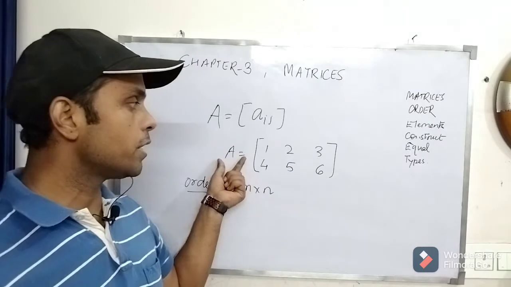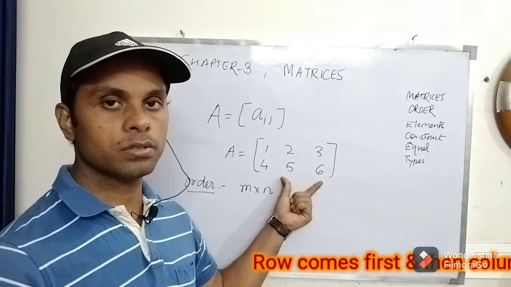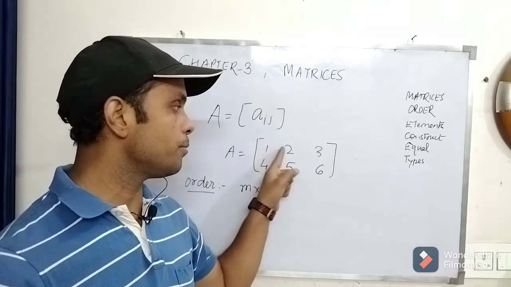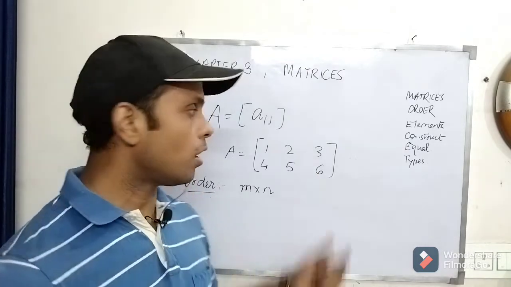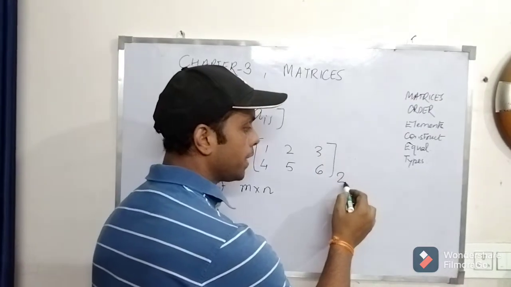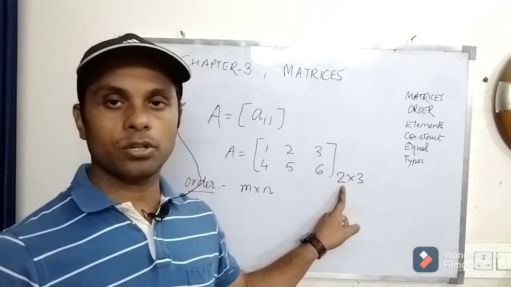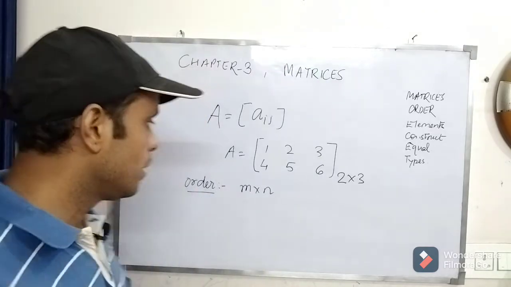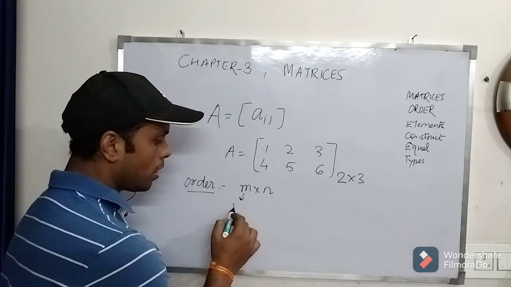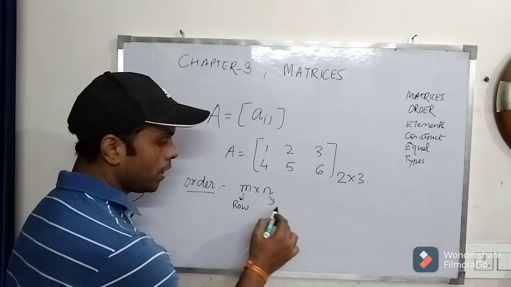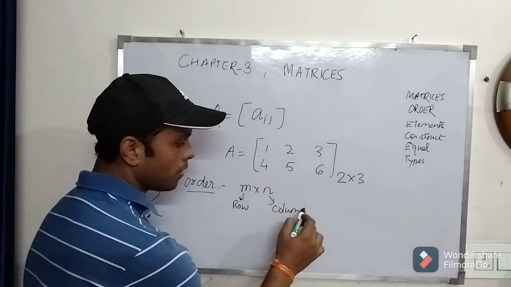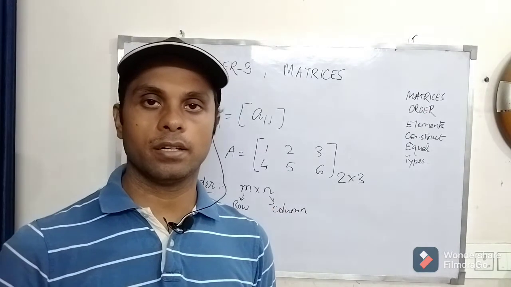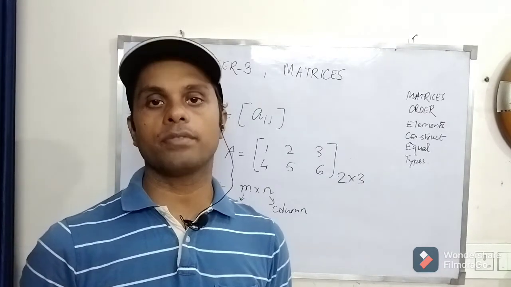Therefore, order of this matrix is, since there are 2 rows and 3 columns, horizontal arrangements are called rows and vertical arrangements are called columns. So order of this matrix is 2 by 3, because there are 2 rows and 3 columns. Row comes first and columns later on. So here m is number of rows and n is number of columns. Okay, so order of a matrix is basically number of rows by number of columns.